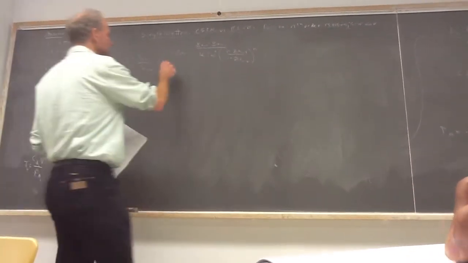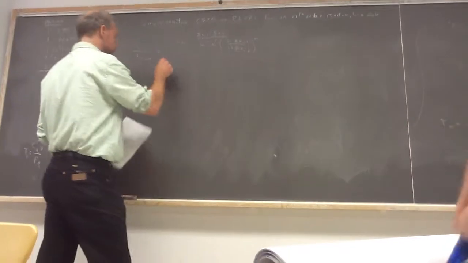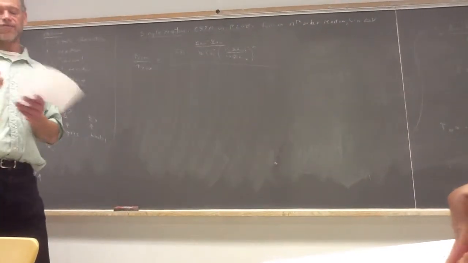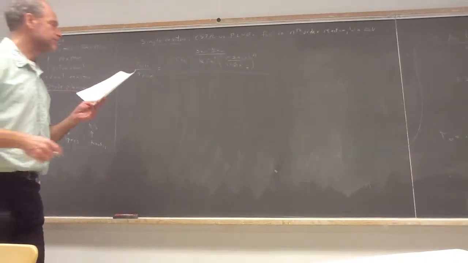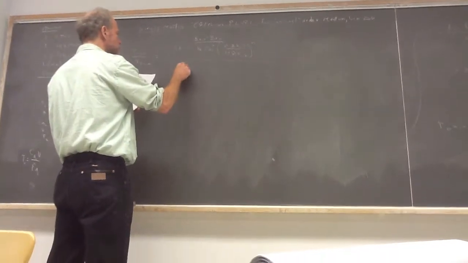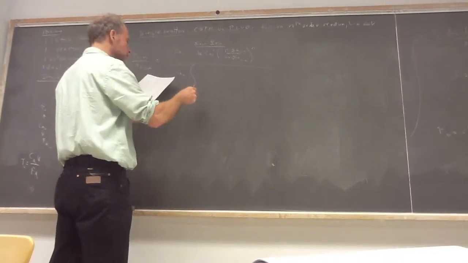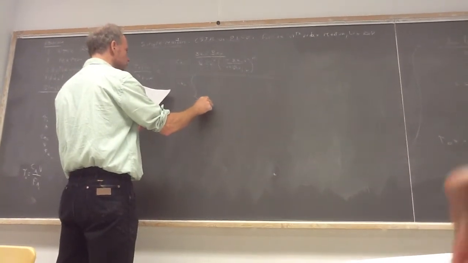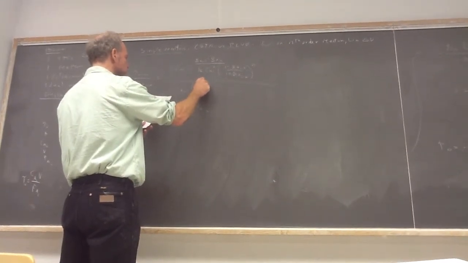And that's for the CSTR. Now I look at the plug flow reactor. Plug flow reactor, I have the bottom right. So I have a CA0 integral from XA in to XA out.